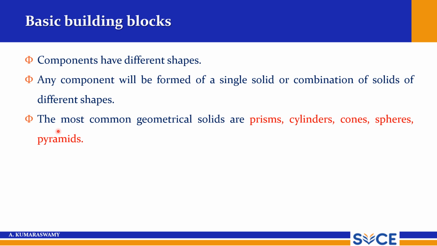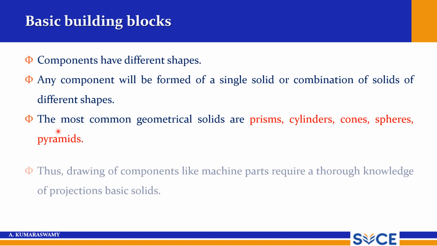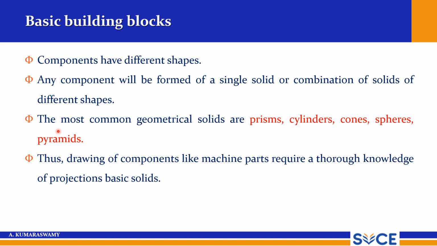The most common geometrical solids are prisms, cylinders, cones, spheres, and pyramids. Drawing of components like machine parts requires a thorough knowledge of projection of basic solids. So these basic solids are very much required to build any type of solid which is in existence.